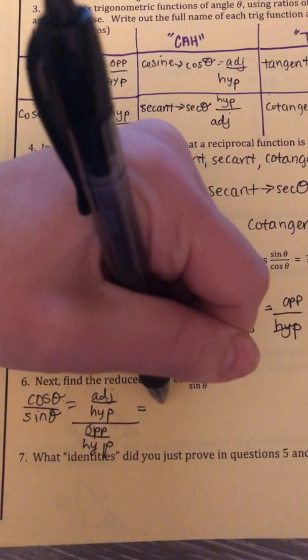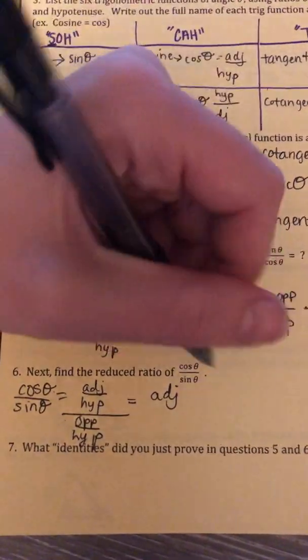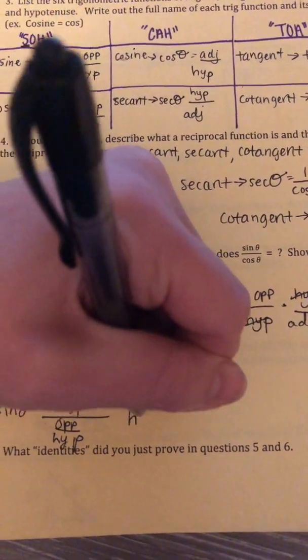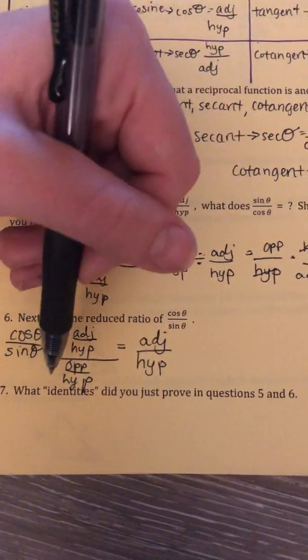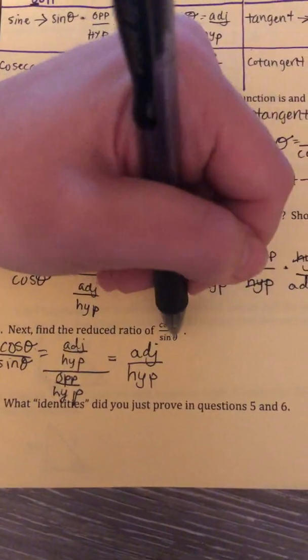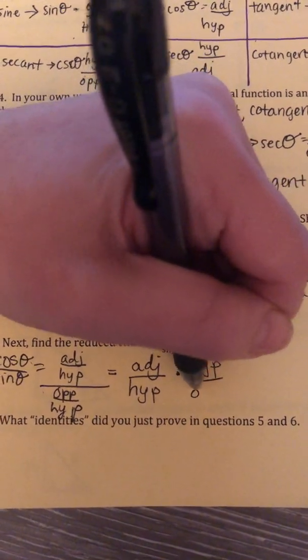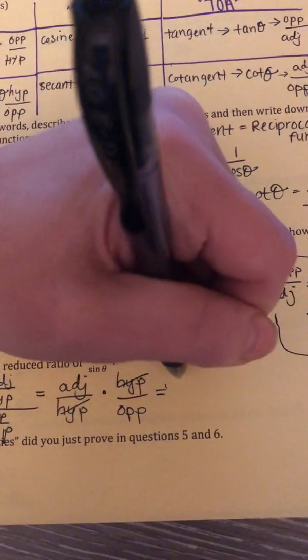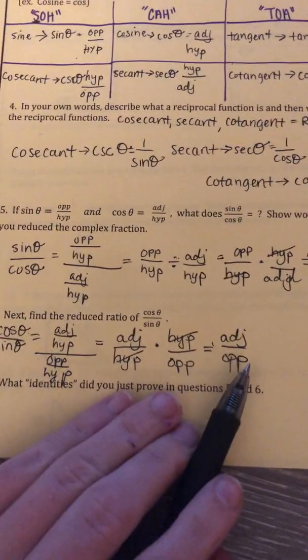Okay, then we would rewrite this. I'm going to go ahead and skip the step where I wrote it as division, and I'm going to flip the second one and write it as multiplication just to save some room. So this would technically be adjacent over hypotenuse divided by opposite over hypotenuse, but I'm going to flip it and write hypotenuse over opposite and cancel out. So we get adjacent over opposite, which is technically cosine over sine.